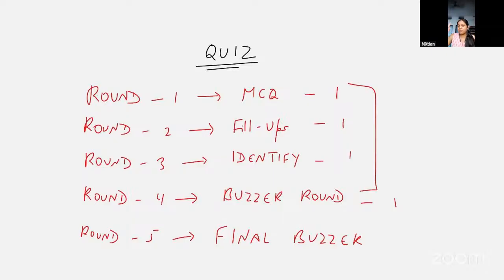Whoever answers first will directly get 4 points. So that is how the final buzzer round works. I give 4 or 5 points directly in the final buzzer round. This is how your quiz is going to be. This will be the format for your quiz. Please prepare and keep.